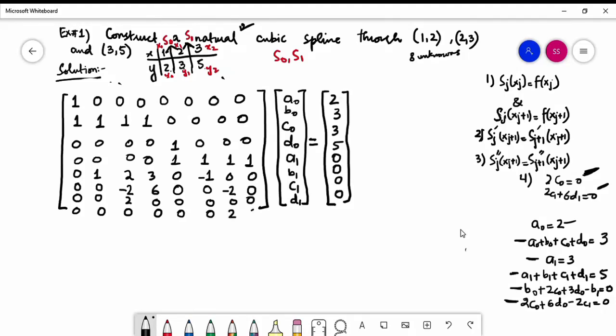So this is our constructed matrix system, and if you want to solve this system, you just have to put this here and solve this matrix system in MATLAB. This is all about the cubic splines, and I hope that you understand this lecture.